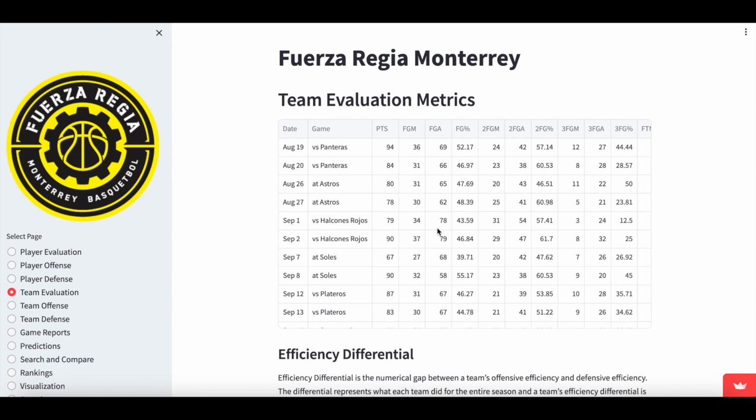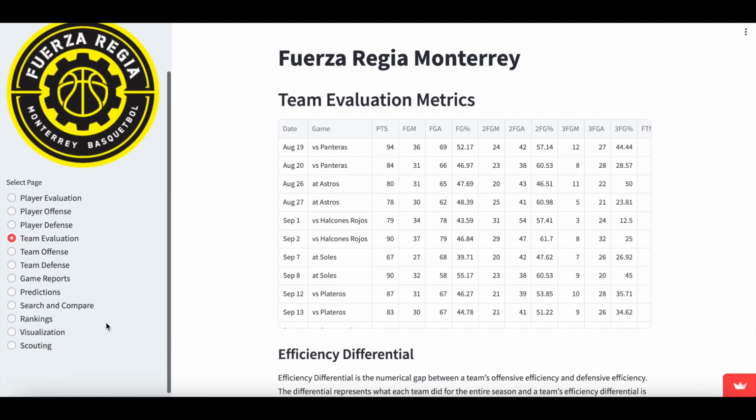So it's important to clarify that in team evaluation, you can only see your team. You can't see the data set of other teams. That's possible, but only if you are part of the All-Star plan, which includes scouting, which allows you to visualize pretty much the data of any team in your league. So in this case, you're looking at your own dashboard, your own data set.